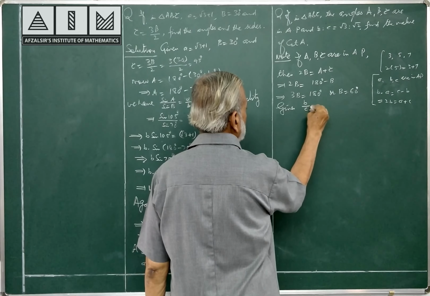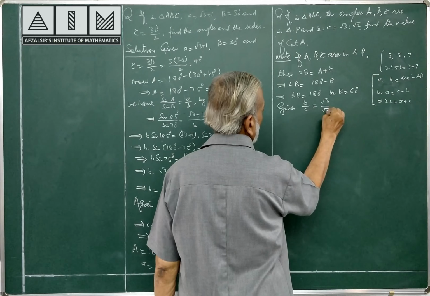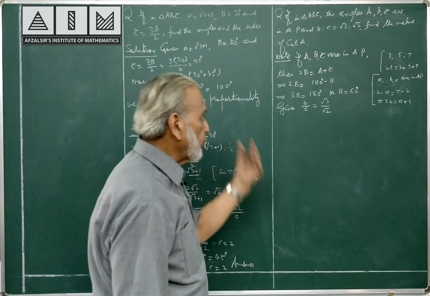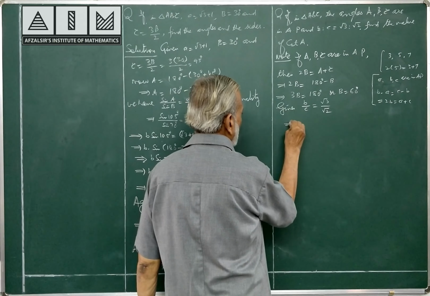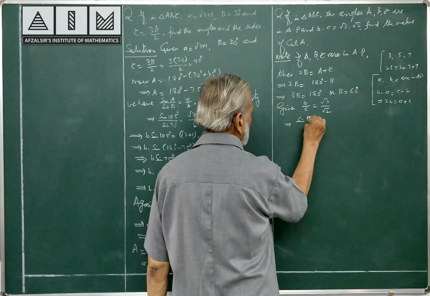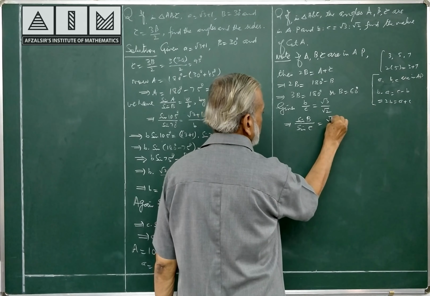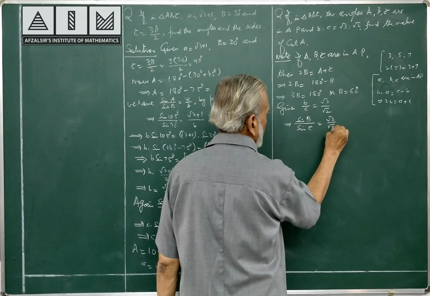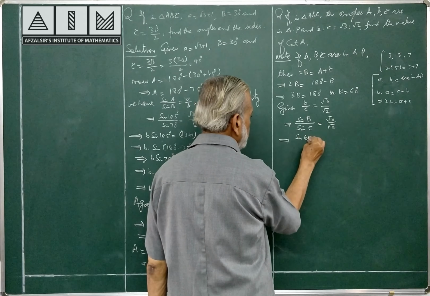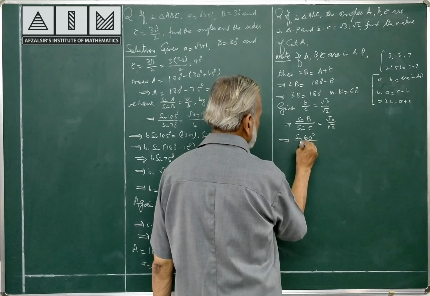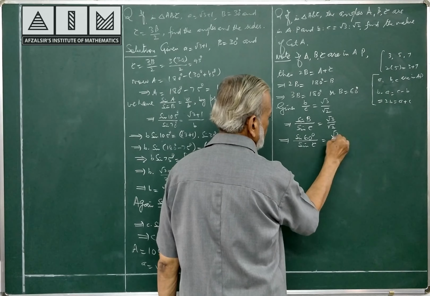Given b by c is equal to root 3 by root 2. See carefully, b by c is equal to root 3 by root 2, so sin B by sin C is equal to root 3 by root 2. B you have just now found out, so sin 60 degrees by sin C is equal to root 3 by root 2.